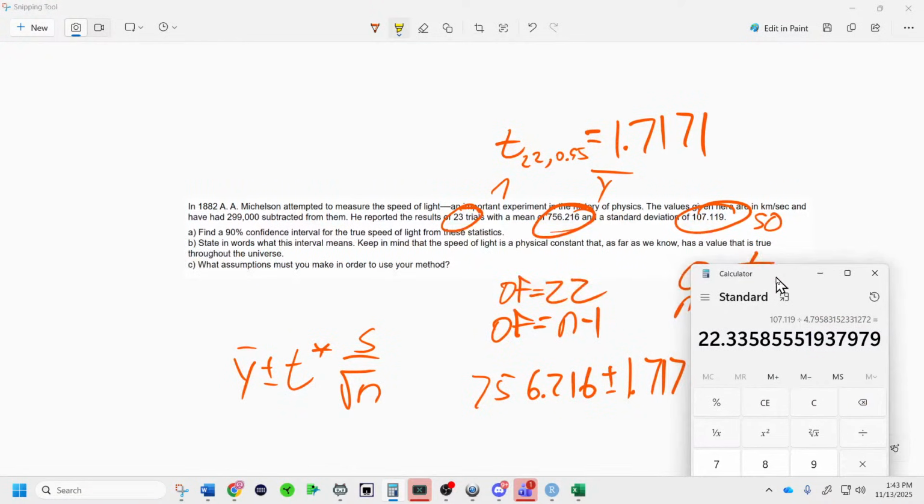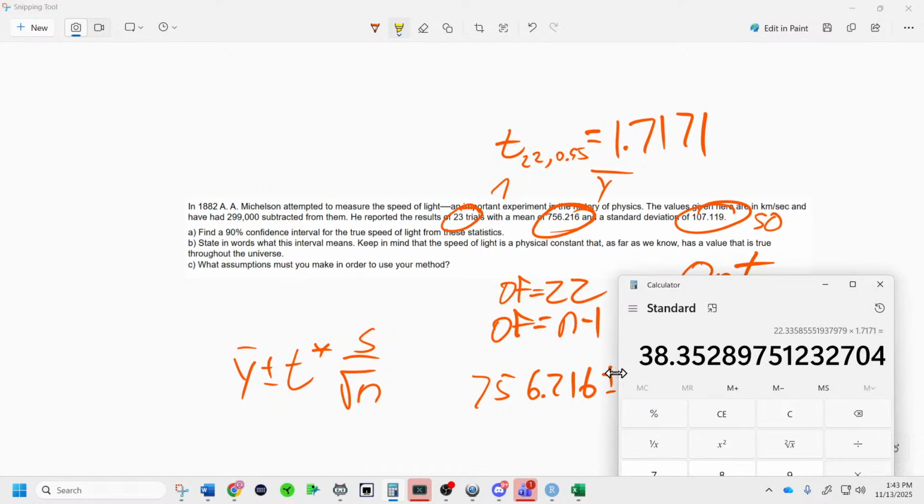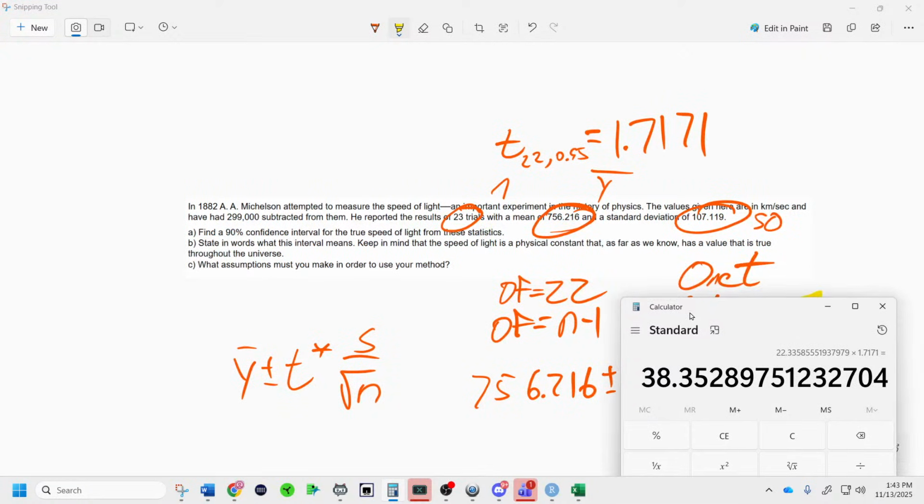What we found right now is this quantity. Multiplying by this gives us the margin of error. So the margin of error is 38.35. And then we simply add and subtract it to the mean. So we take 756.216 and add this. There it is, 794.56.